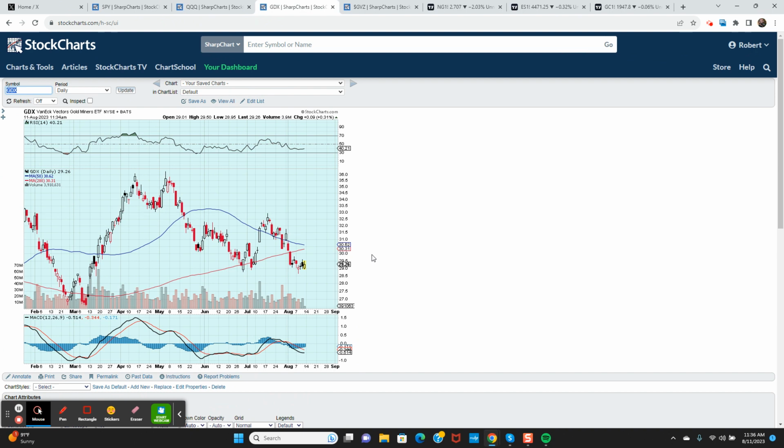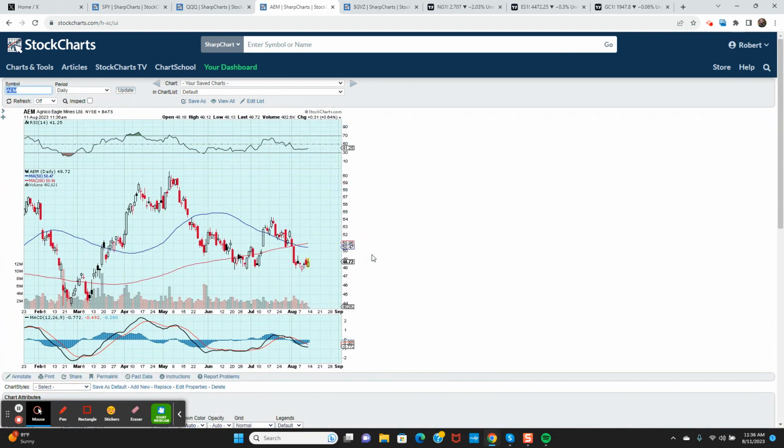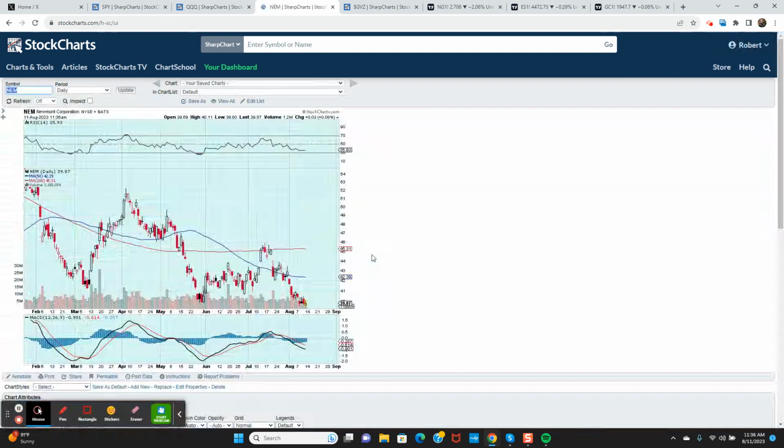There are so many gold mining charts that are sitting right at big support levels. Agnico Eagle, $48 is big support. Newmont, $40 is big support. We're at $39.87. I'm not going to go through all the charts, but this is a big moment for the gold miners. This could be an incredible buying opportunity right before a big August rally in the sector. But so far, we are not seeing it.